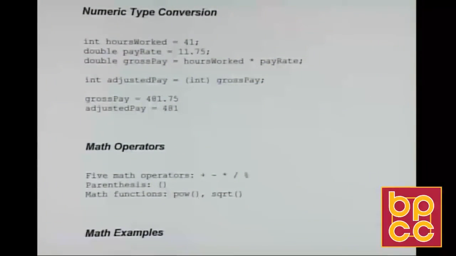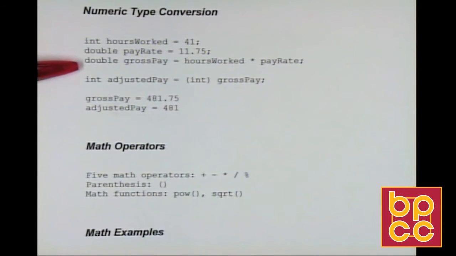Now going on, when you're working with numeric data types, as I showed in the first module video, your data types can be set up as either integer or floating point values. But what happens when you want to use integer and floating point values together in math operations? Like here, I say integer hours worked equals 41, double pay rate 11.75, and then gross pay is equal to hours worked times pay rate.